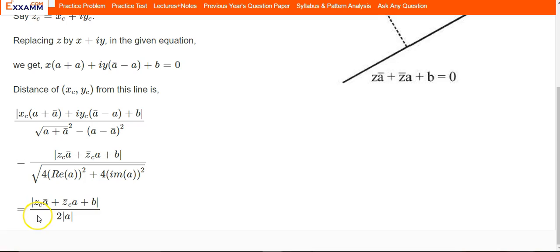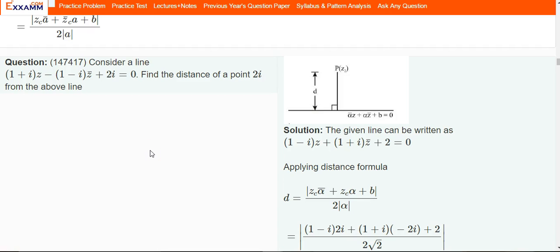Otherwise, remember this thing that in the equation we have just put the value instead of z, as we did in case of coordinate geometry. It is the modulus of (z0 alpha bar plus z0 bar alpha plus b) divided by 2 modulus of alpha.